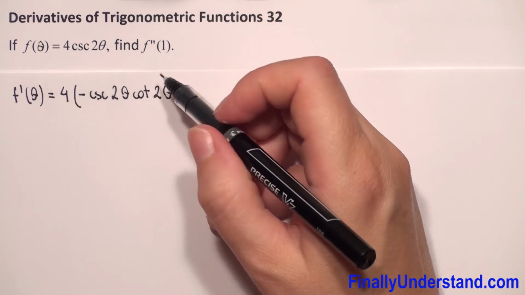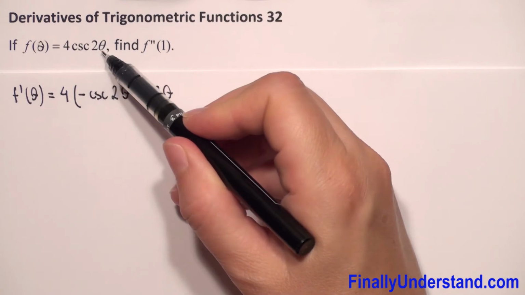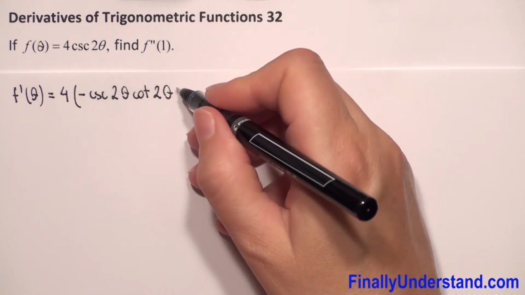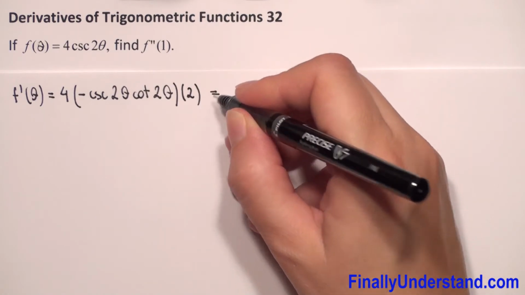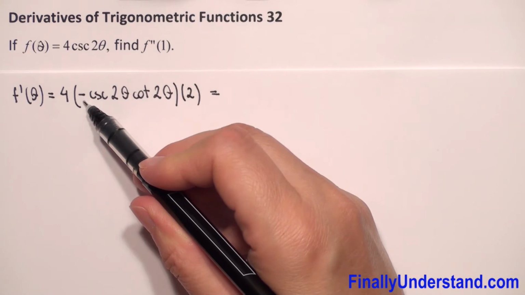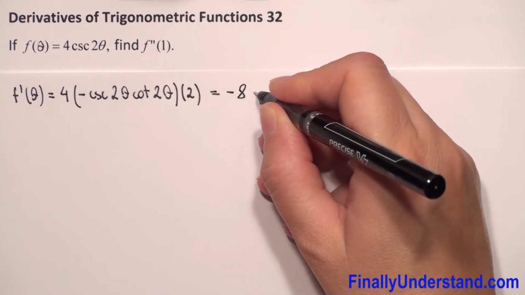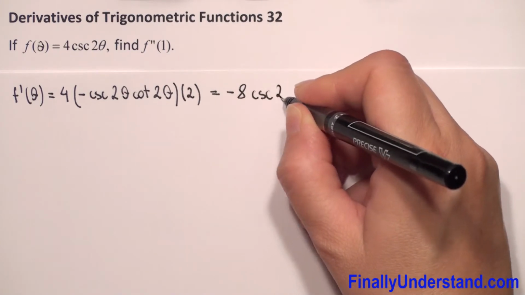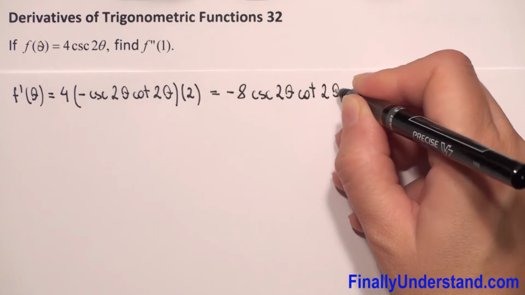And now we have to find the derivative of the function which is inside. We have 2 theta. The derivative of 2 theta is just 2. So we have times 2. This is equal, 4 times 2 is 8. And we have negative. Positive times negative is negative 8 cosecant 2 theta times cotangent 2 theta.